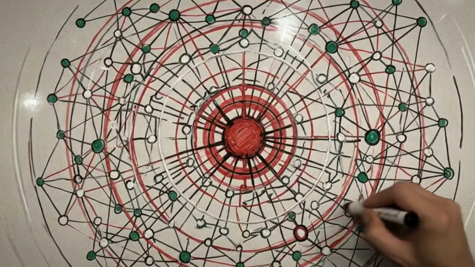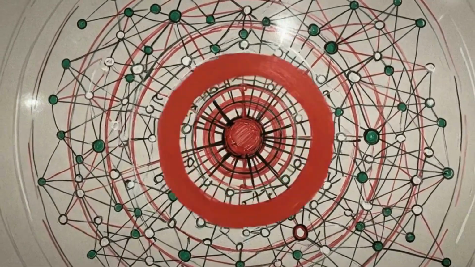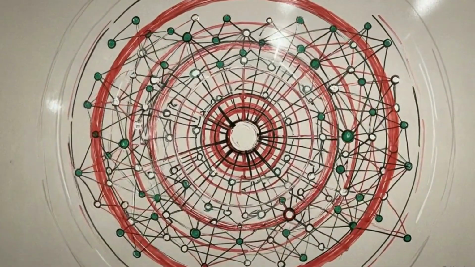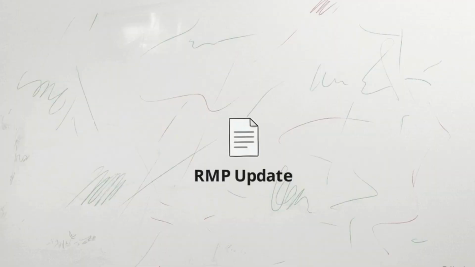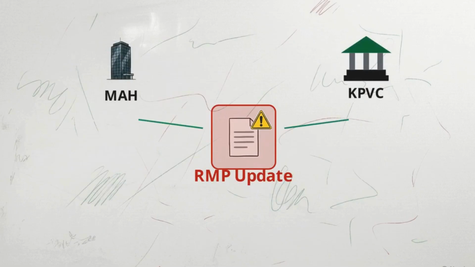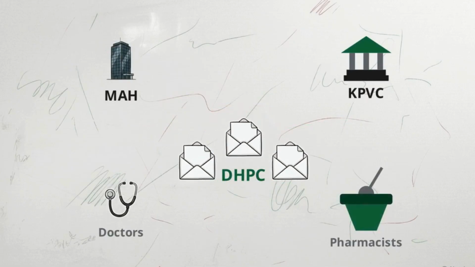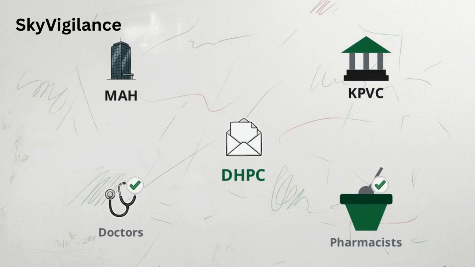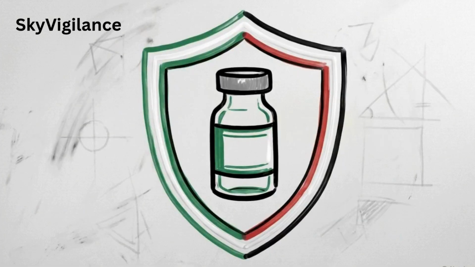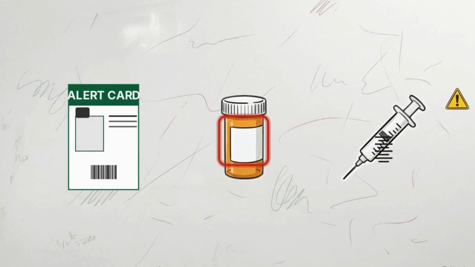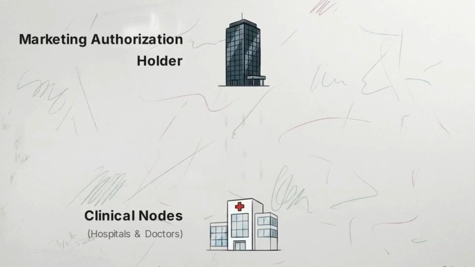Identifying and categorizing risk is only half the mandate. The ultimate goal of the KuGVP architecture is to translate those findings into actionable safety communication. When an RMP is updated with a critical risk, the KPVC and the MAH initiate a direct HCP communication, or DHPC. This is a targeted protocol designed to deliver urgent safety information directly to prescribing doctors and pharmacists. A DHPC deploys specific risk minimization measures. This can include issuing patient alert cards, mandating updated drug labeling, or revising dosage instructions based on the escalated signal.